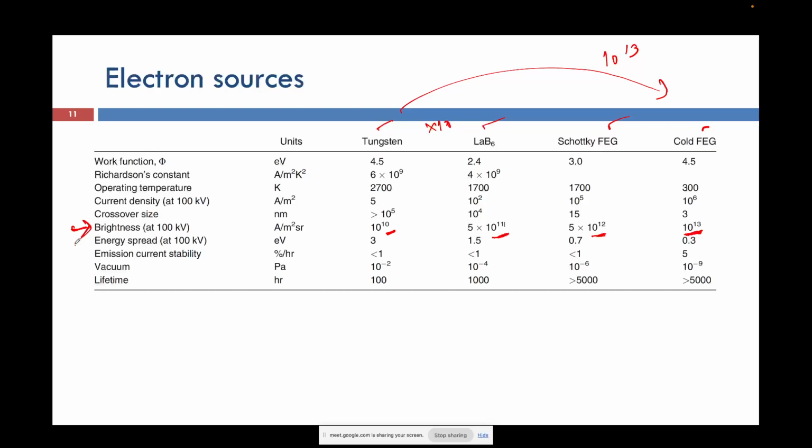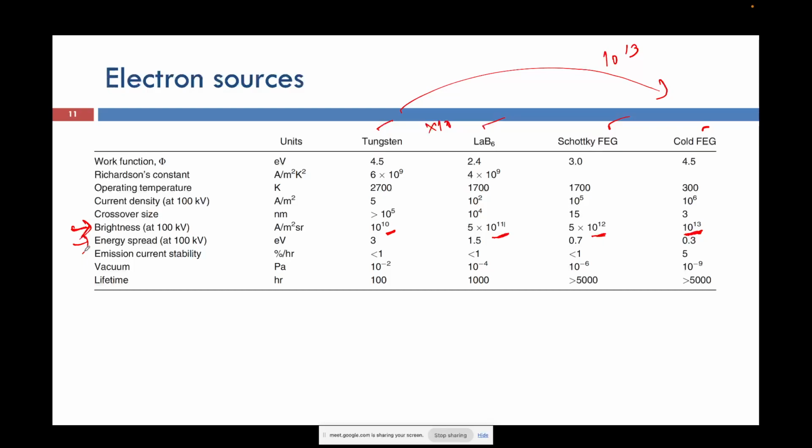Another major parameter is this energy spread, right? Energy spread means, let's say I am extracting electrons from my material by using an electric field, but not all the electrons will come out with only one energy. Some electrons might be loosely bound, some tightly bound. So there will be an energy variation between the electrons in the incident electron beam.